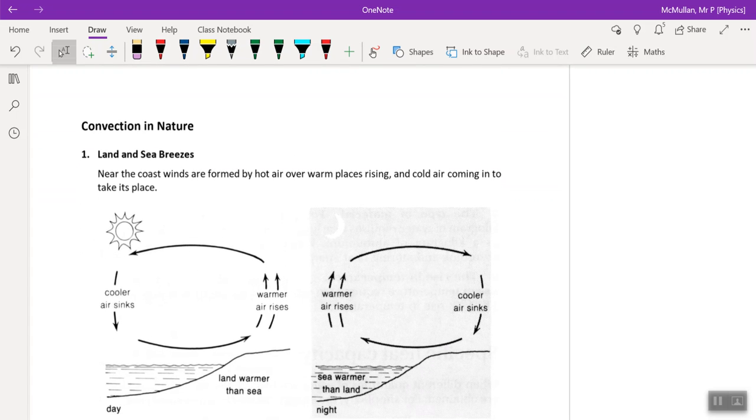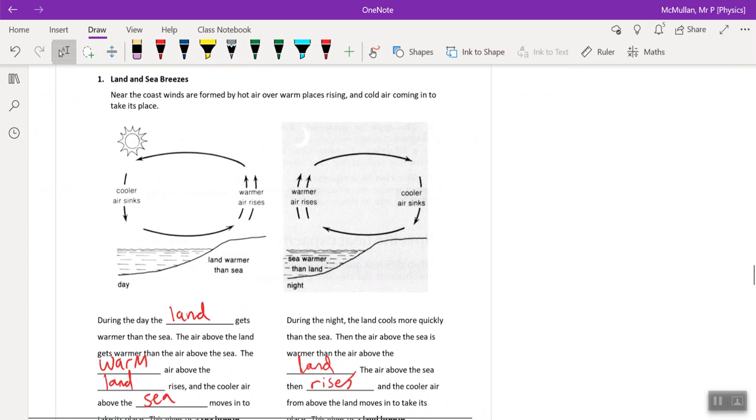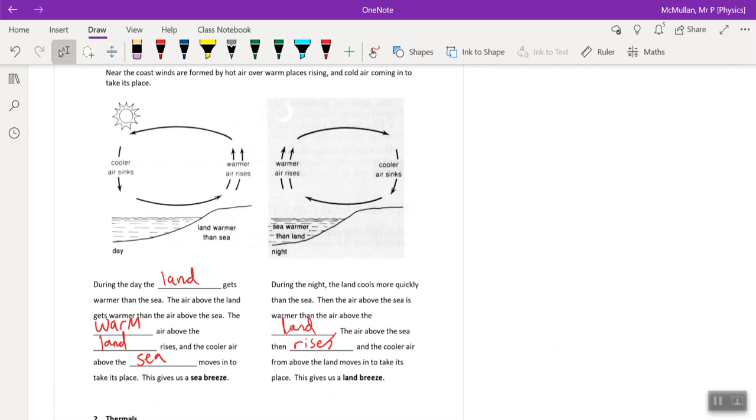Convection happens in nature. If you think about the beach where you have the sea and the land, during the day the land gets warmer than the sea, so the air above the land gets warmer than the air above the sea. This warm air rises. This gives us a sea breeze. During the night, land cools more quickly than the sea, then the air above the sea is warmer than the land, and it also rises, and this gives us a land breeze.